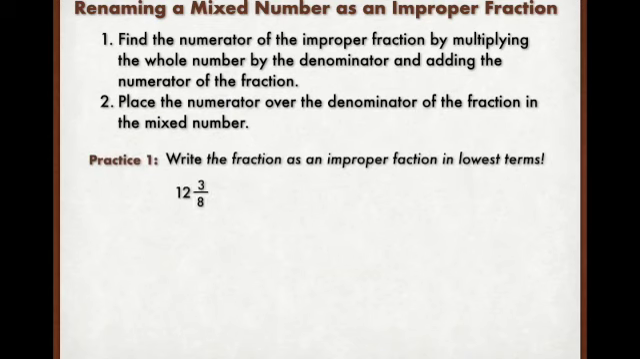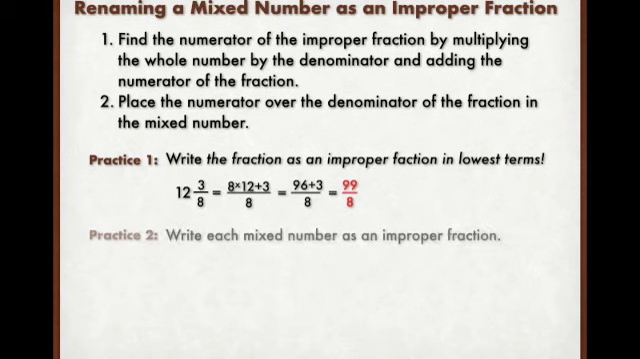Okay. So we can try and do 12 times 8 plus 3. So 12 times 8 is going to be 96, plus 3 would give me 99. So there we have 99 over 8.